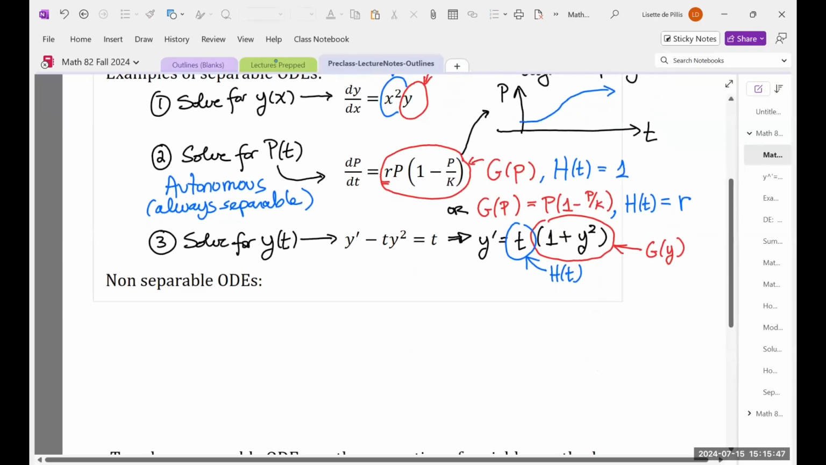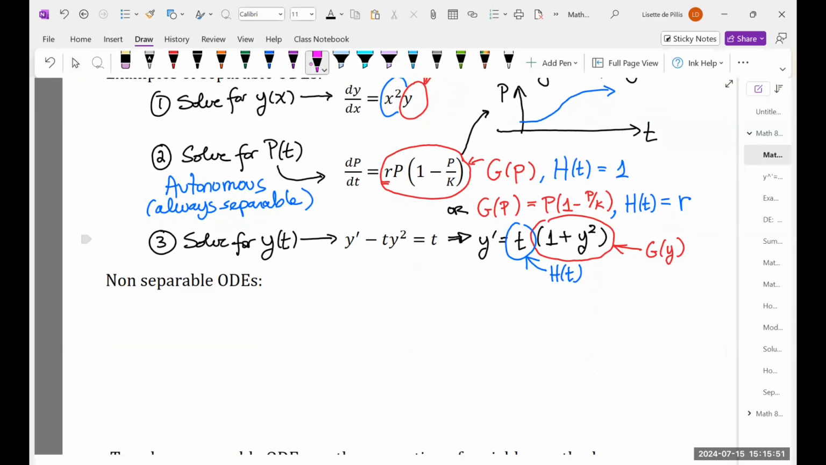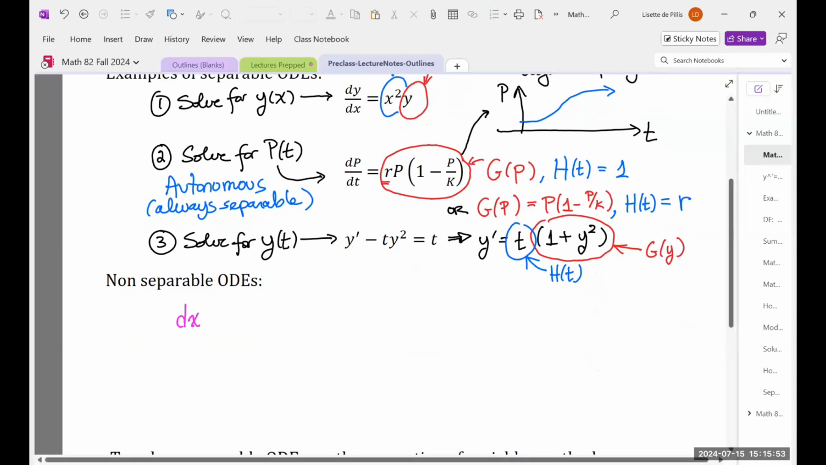What's an example of a non-separable differential equation? How about this? dx/dt, we would be solving for x of t, is x squared, that makes it nonlinear, plus tx, that makes it non-autonomous. And let's throw in another term for good measure, e to the x, nonlinear, non-autonomous.